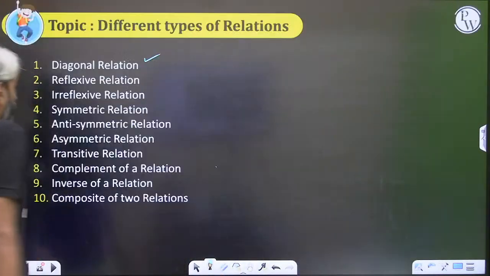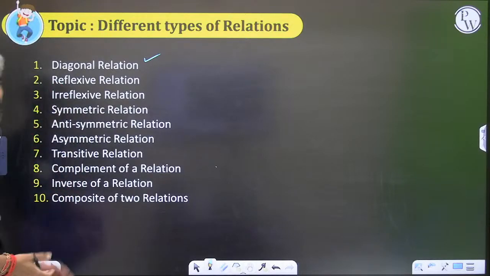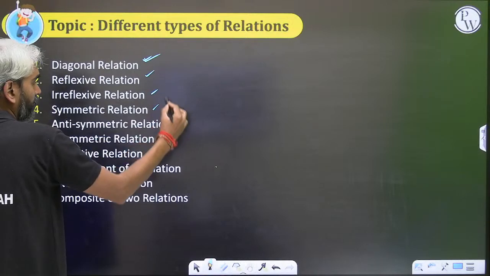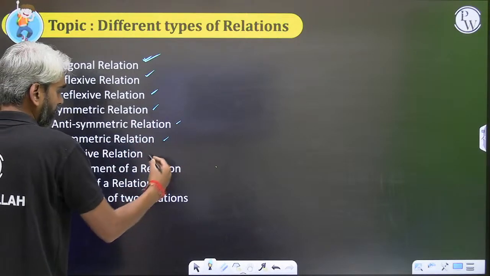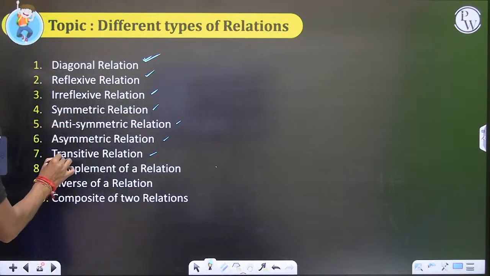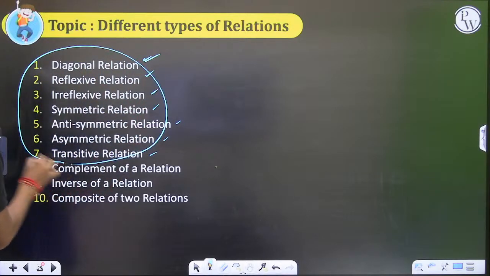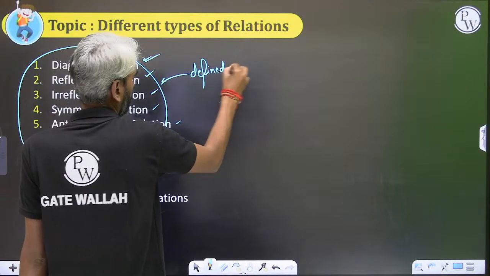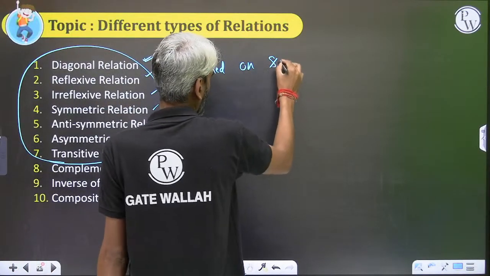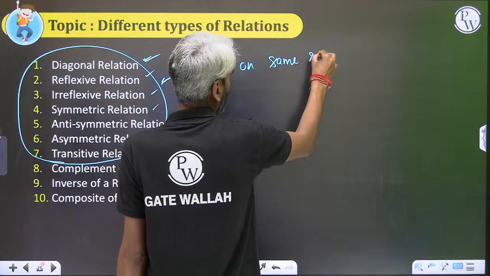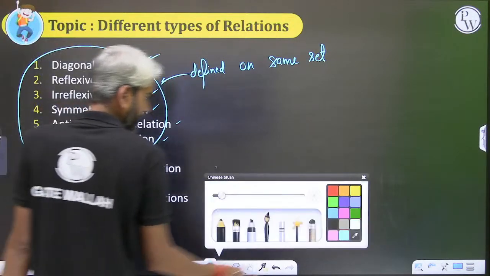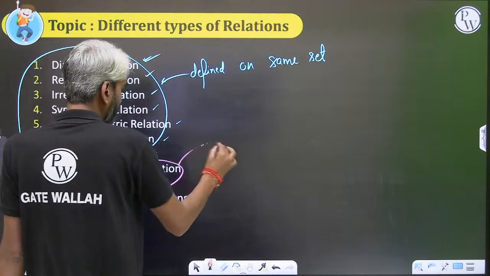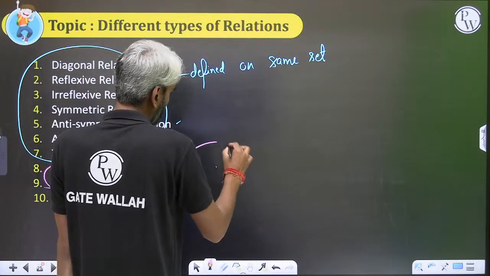Okay, sir. Let's move further. So let me first define the different types of relations. Diagonal relation will be one relation: reflexive, irreflexive, symmetric, antisymmetric, asymmetric, transitive relation. Then these 7 relations are defined on the same set A. So these two definitions, relation can be defined from any set A to any other set B.